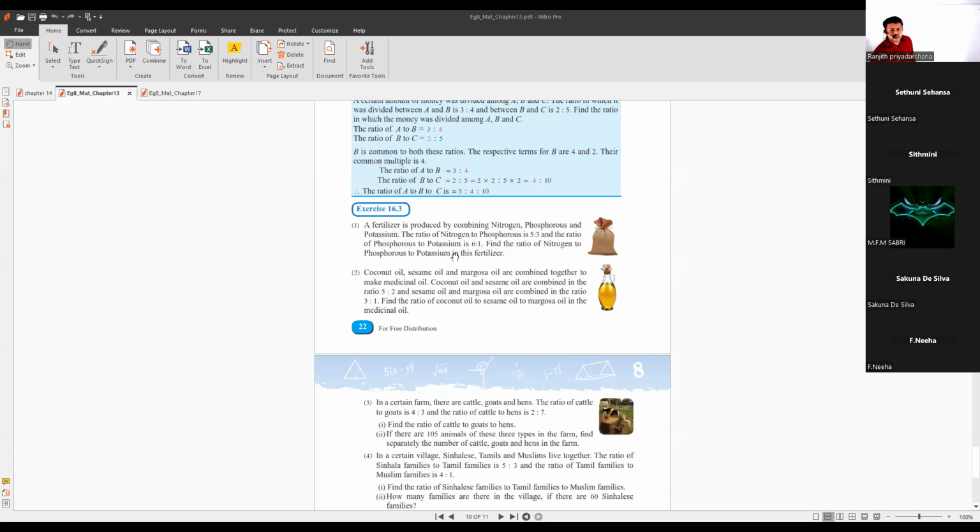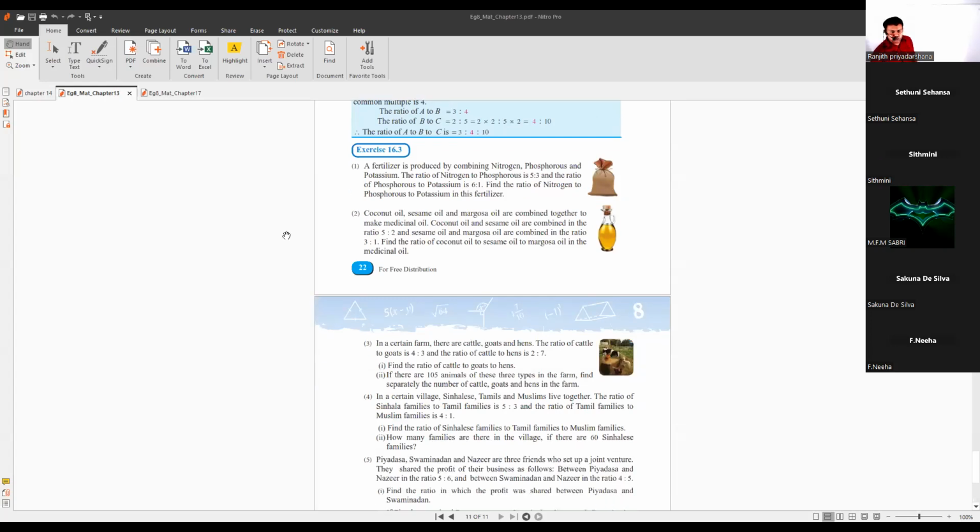So this is what you did as a fertilizer NPK mixture, right? I asked you to do them at home. There's coconut oil, sesame oil, and margosa oil. What does margosa mean? It's neem, right? Coconut oil, sesame oil, and margosa oil are combined together to make medicinal oil.